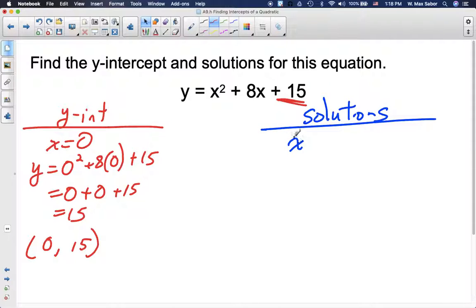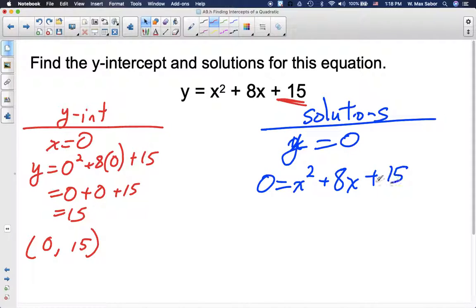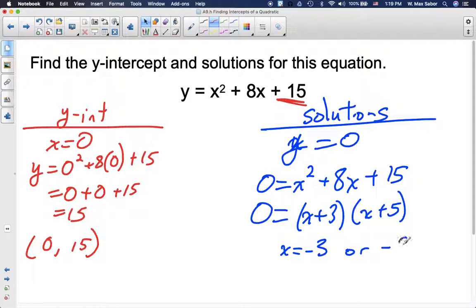The solutions are when y equals 0. So 0 equals x squared plus 8x plus 15. 0 equals x plus 3 times x plus 5, unless you want to do quadratic formula, but that's going to be a lot more work. So x equals negative 3 or negative 5. So negative 3, 0 and negative 5, 0 are our two solutions. Please don't write negative 3, negative 5, because that implies that it's one point that's definitely not a solution because it doesn't have y equal to 0.